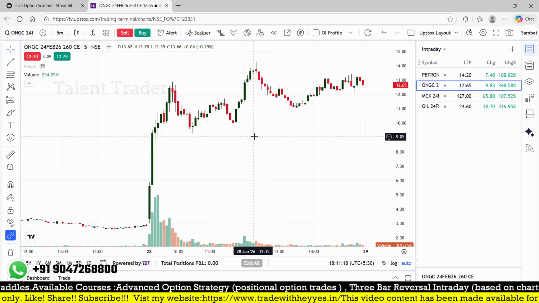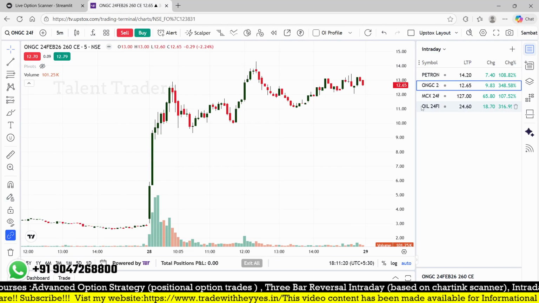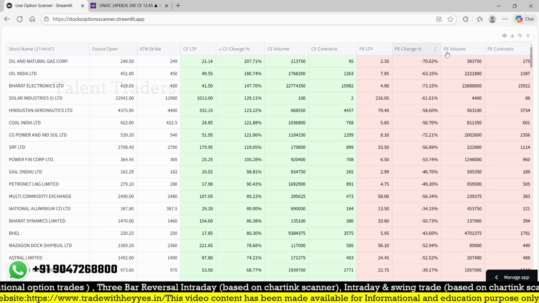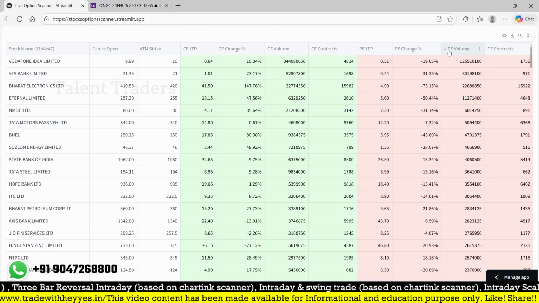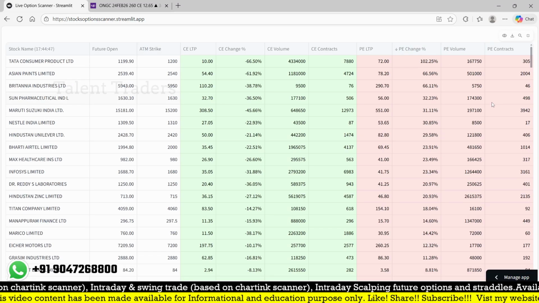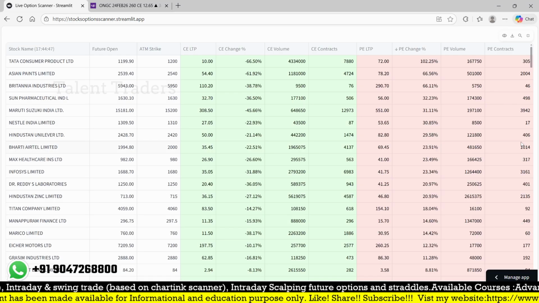That is the logic which I have used here. So why am I using this particular one? This is the thing, and you can also filter out what the volume should be. If I'm tracking the change percentage along with the volume and number of contracts, I can easily find one or two.